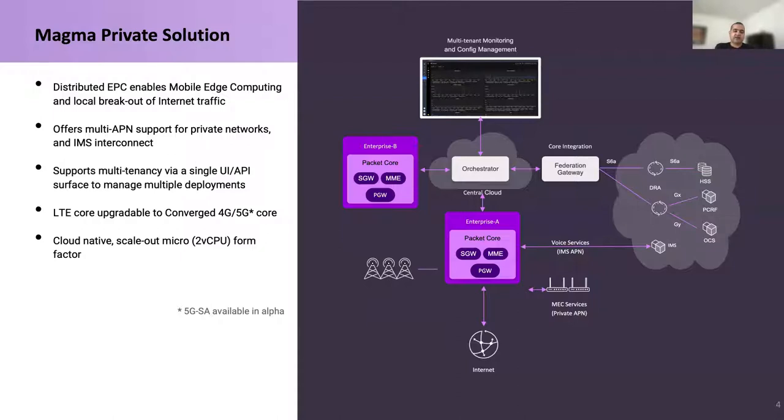Lastly, the cloud native scale-out micro form factor, where Magma can fit into a box that's even just 2 vCPU, very lightweight, allows Magma to be deployed at the extreme edges. And this is particularly useful for IoT or fairly remote use cases where there are probably a couple of eNodeBs and you want a co-located EPC in that deployment.